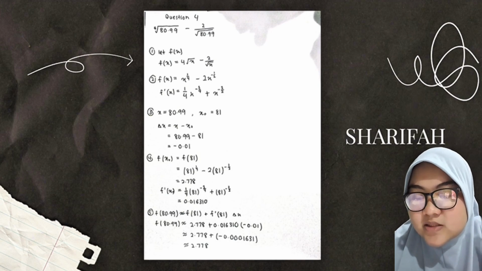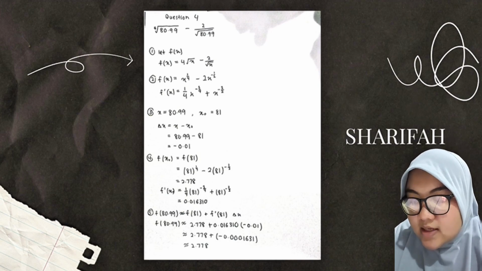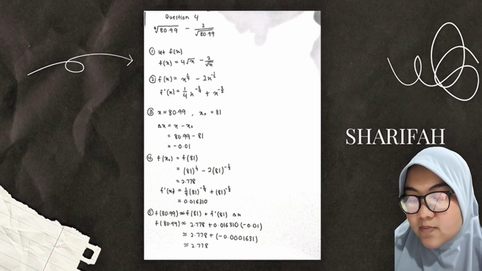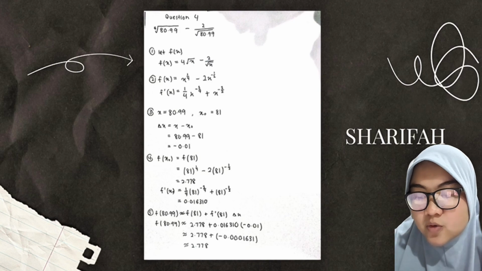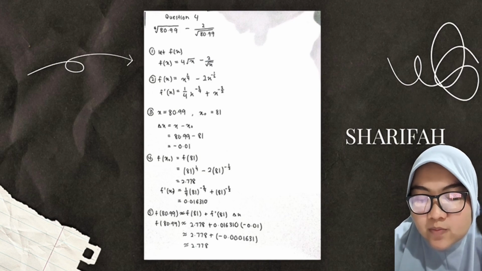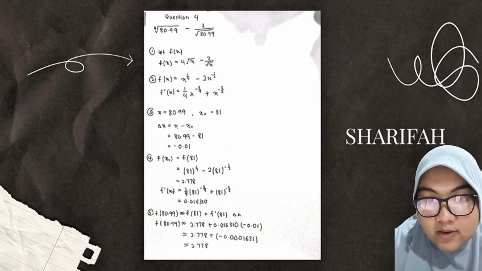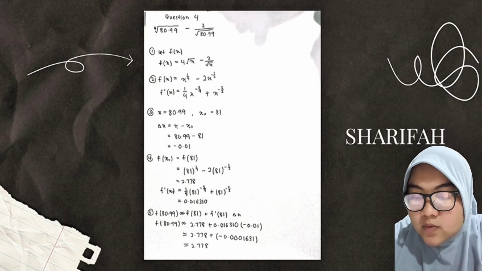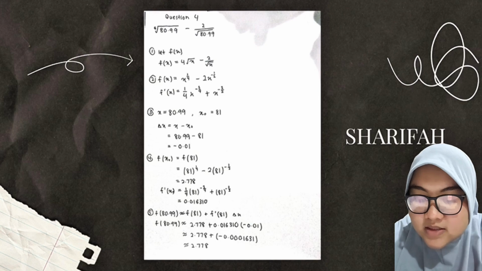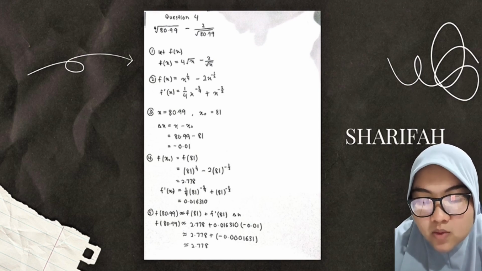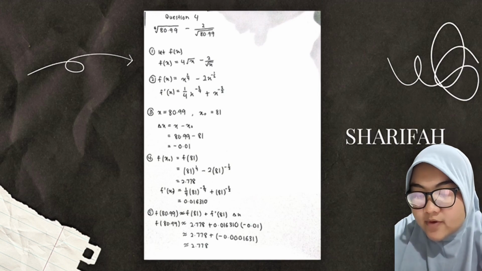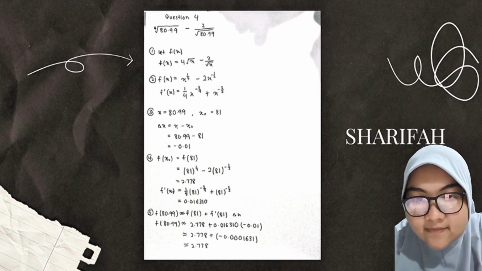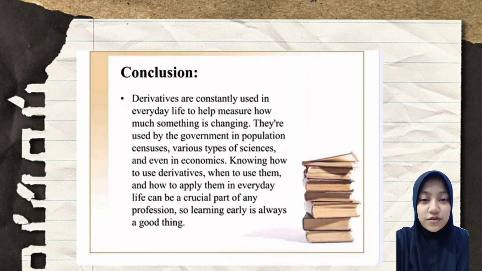So we substitute the numbers into the formula, and we get f(80.99) approximately equal to 2.778 plus 0.016310 times negative 0.01, and equal to 2.778 plus minus 0.0001631, and then the answer is 2.77x. So I will continue with the conclusion.